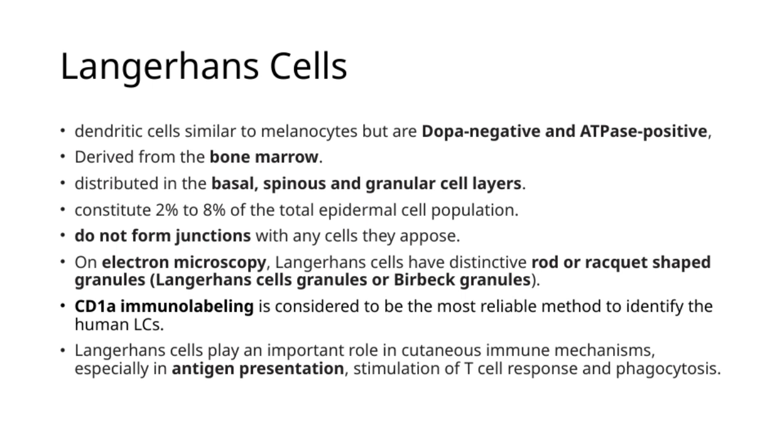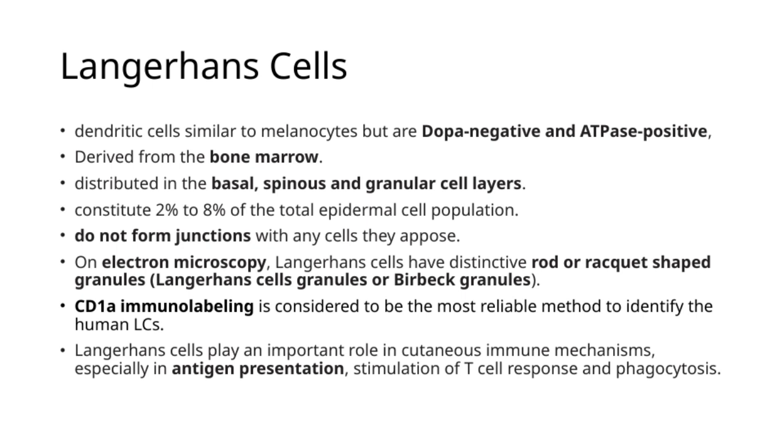Another key point is that these cells don't form junctions with the cells they are near, which is different from many other skin cells. Under electron microscopy, Langerhans cells have distinctive rod or racket-shaped granules, known as Birbeck granules, which are quite characteristic and help in their identification. Speaking of identification, CD1a immunolabeling is considered the most reliable method for identifying these cells in humans. This technique allows us to specifically stain and recognize Langerhans cells among other epidermal cells.